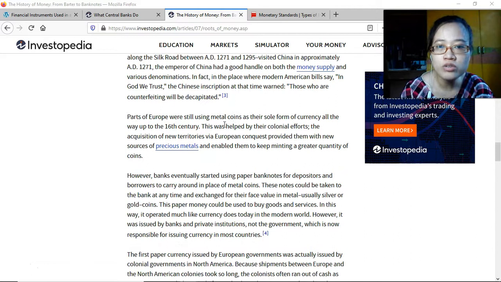Parts of Europe were still using metal coins as their sole form of currency all the way up to the 16th century. This was helped by their colonial efforts. The acquisition of new territories via European conquest provided them with new sources of precious metals and enabled them to keep minting a greater quantity of coins.